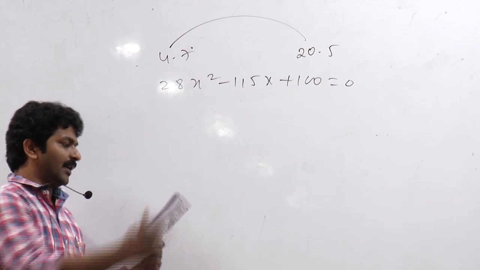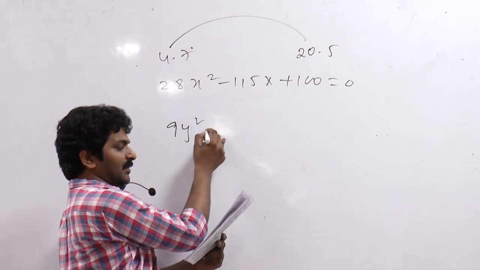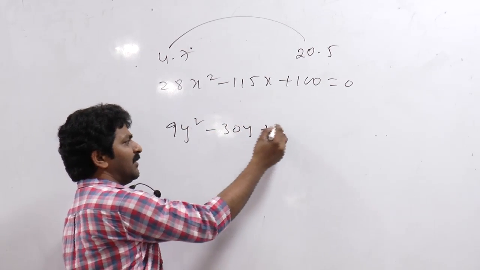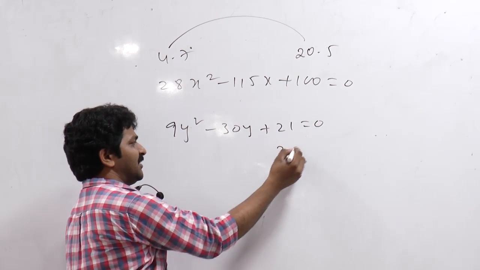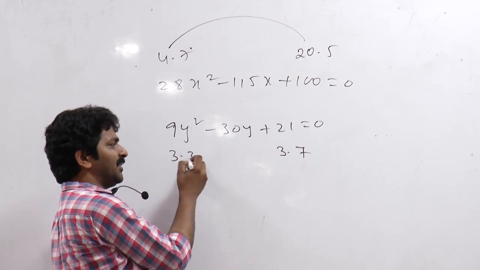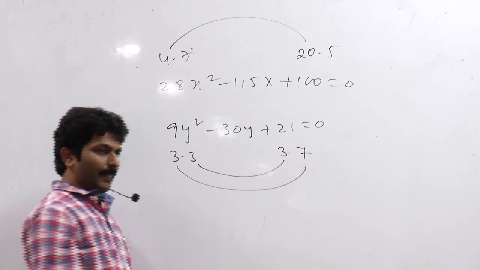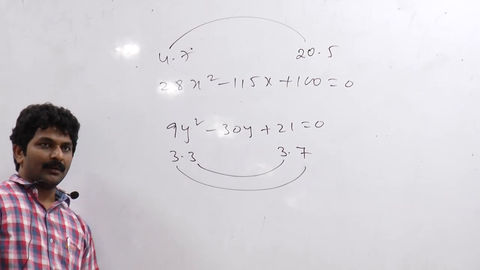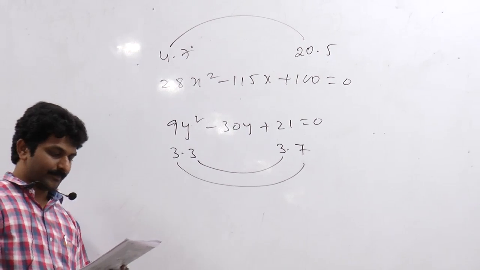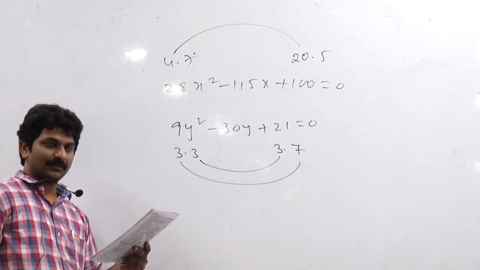Next, 9y square minus 30y plus 21 is equal to 0. This is 3 into 7 and this could be 3 into 3. 9 and then 21. Easy. Okay? Right. Any other combination?